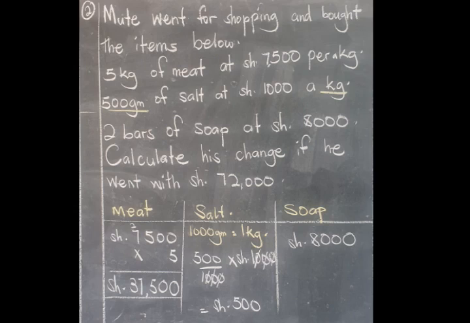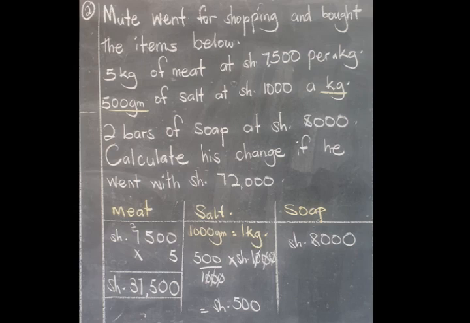Therefore, when we observe this question critically, we're seeing that on some items they have given us the unit cost. Why do I emphasize that they have given us the unit cost? Because I'm seeing the word per kilogram. I'm seeing then on the salt, I'm also seeing a kilogram. Therefore, on those two items, we have to find the amount.